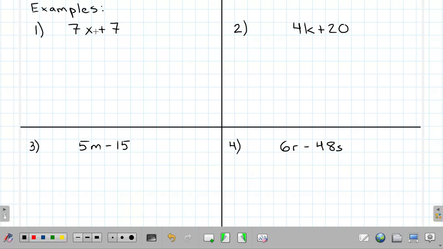Example 1, 7x plus 7. So technically what you would want to do is find what is the greatest common factor of 7x and 7. So in this case, 7x, well, each term doesn't have a variable, so x can't be a factor here. But we can look at the 7s. So what are the factors of 7? Well, if you know anything about the number 7, you know that the factors of 7 are 1 and 7.